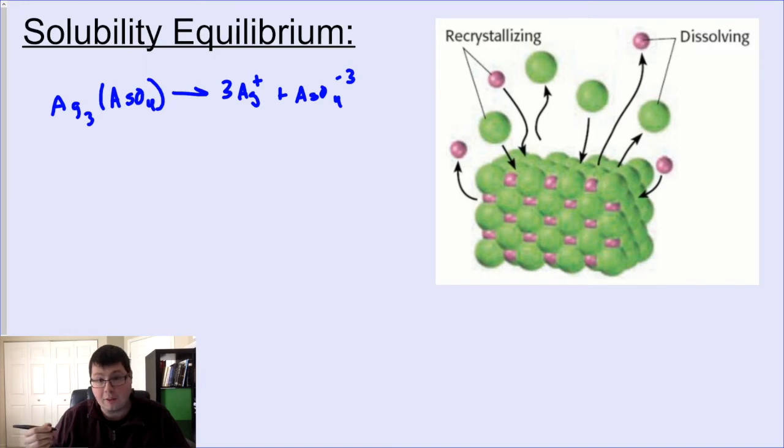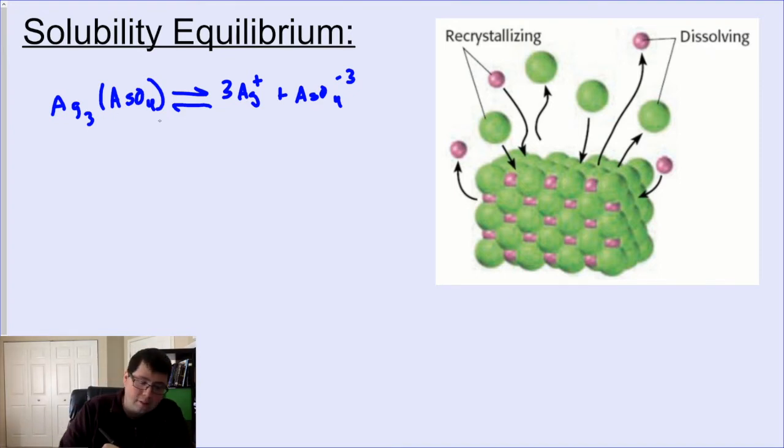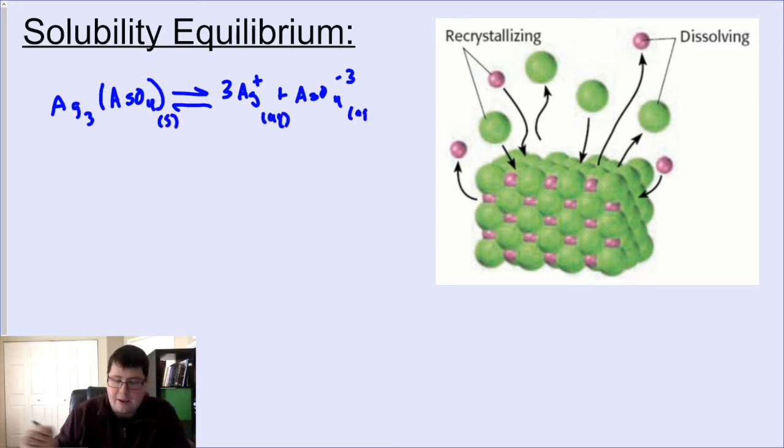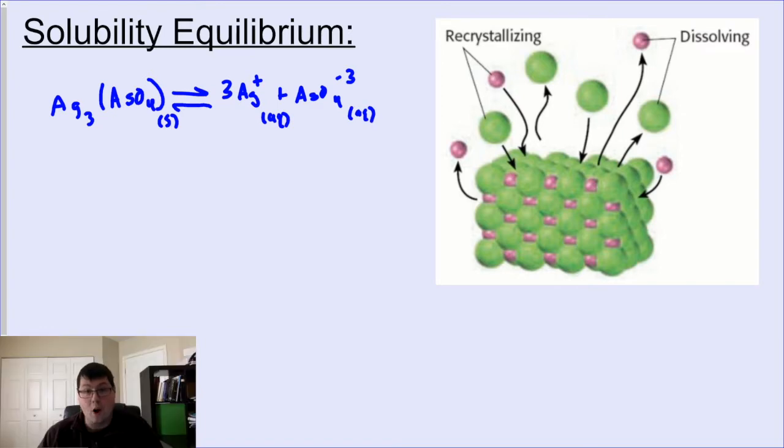The backward process, though, can also happen at the same time, and we can have silver and arsenate coming together to form our silver arsenate back in the solid form. So a solubility equilibrium always involves this type of an equilibrium expression here. Now, we're going to say this is a solid, and both of these ions are implied to be aqueous. So like we've seen before, we could write an equilibrium constant expression for this reaction.